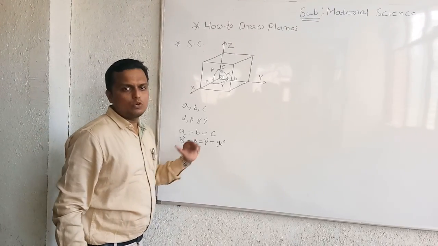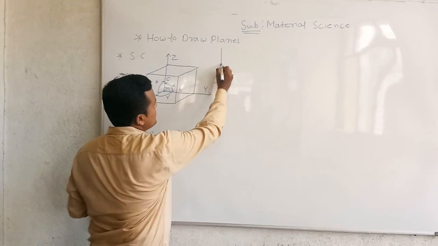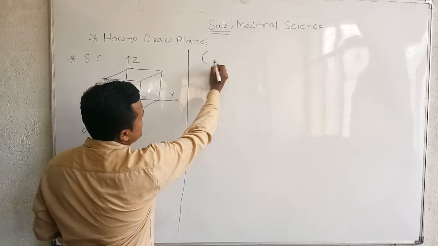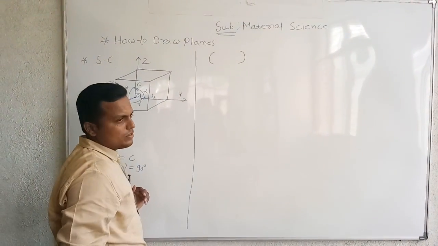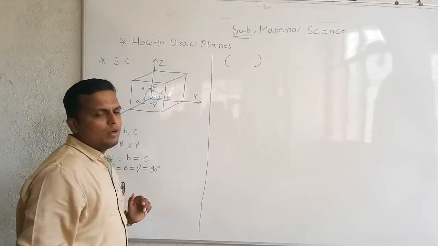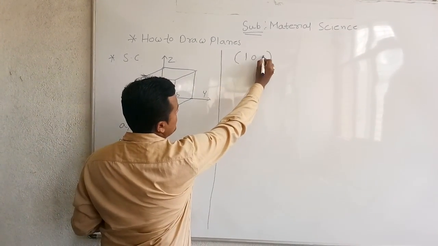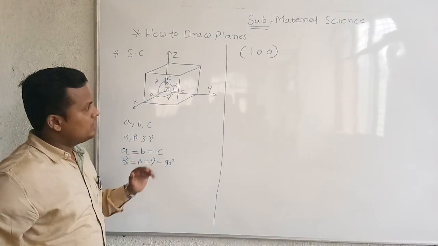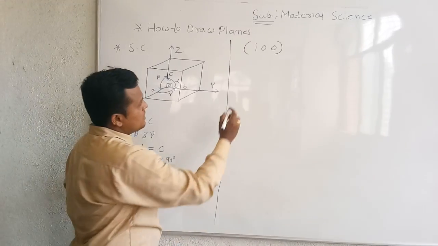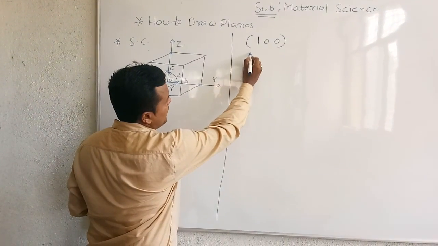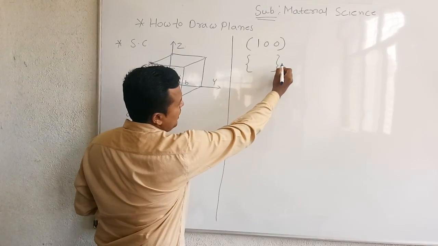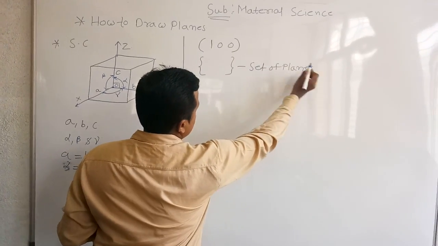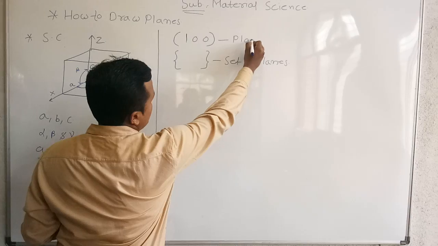Then we are moving towards how to draw the planes. So always the planes are indicated by the parenthesis. So these brackets are called as parenthesis. In that parenthesis you have to insert your planes like 1 0 0. Don't put the comma in between these numbers while indicating the planes in this parenthesis. Then set of planes are indicated in the bracket that is called as curly brackets. So that is used for set of planes. This is only used for indicating the plane only.